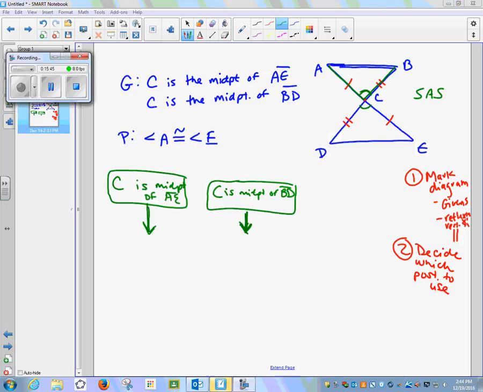Okay, then you want to take each given and say, why are they telling me this? Why are they telling me that C is the midpoint of AE? What do they want me to say is congruent to what? So if C is the midpoint of AE, then I can say what's congruent to what? What would be my statement here? Yep.